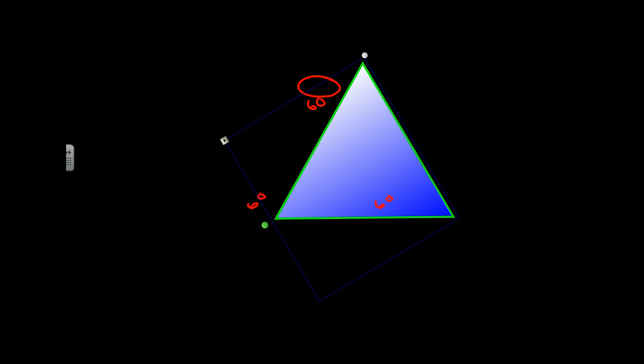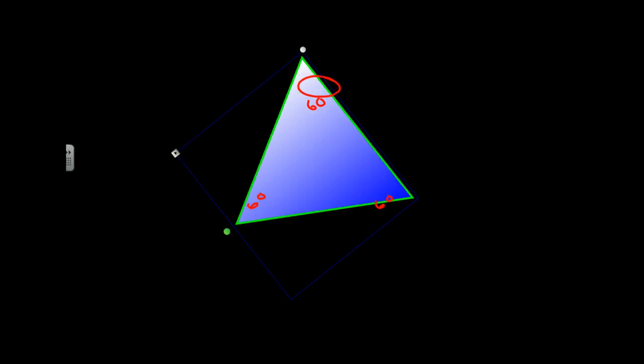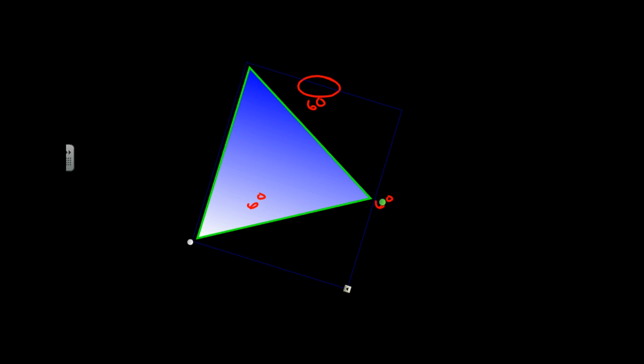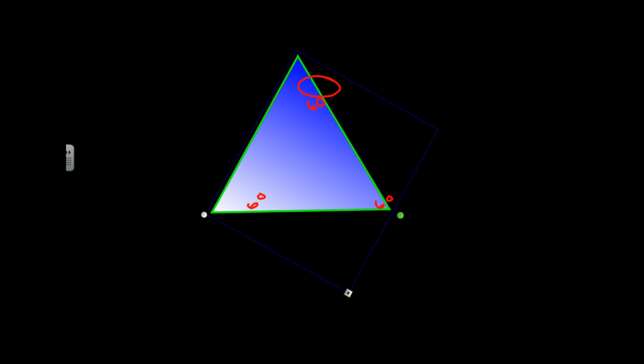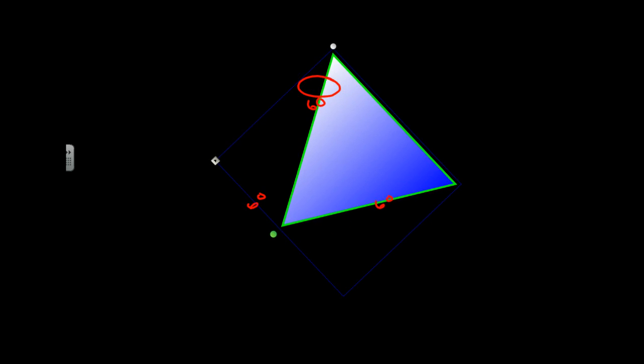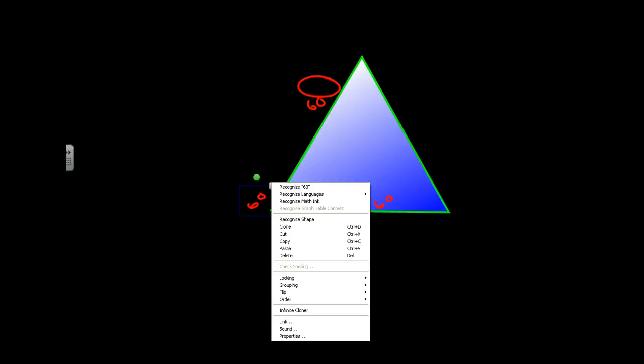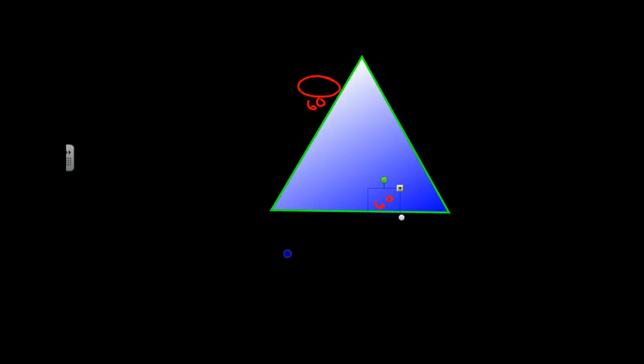Well, I think I moved it or something. I'm moving it every time. Maybe. It's rotating not from the center. Yeah. Okay, so it's not rotating from the center. Let's get rid of all these.